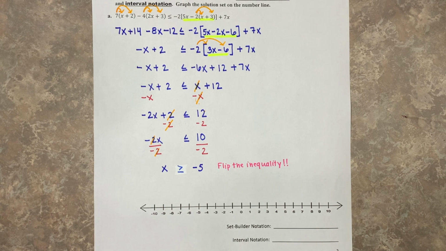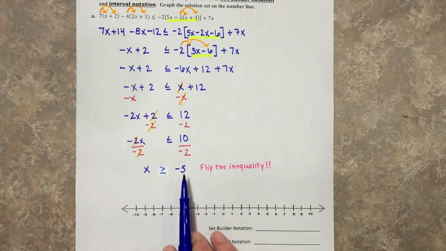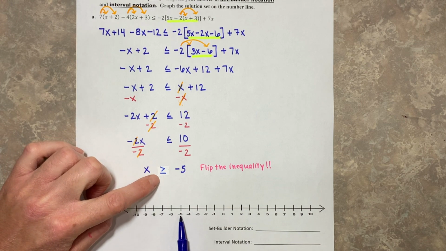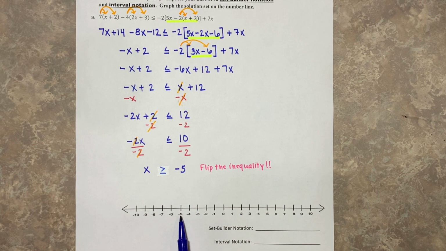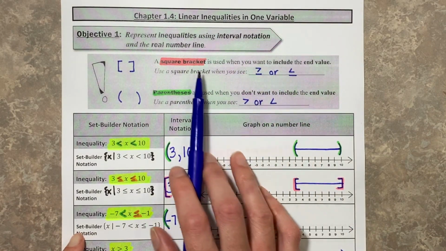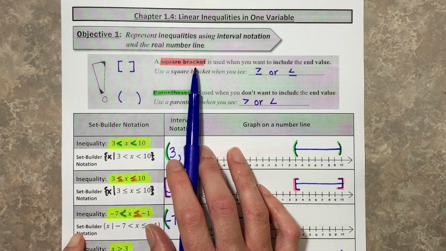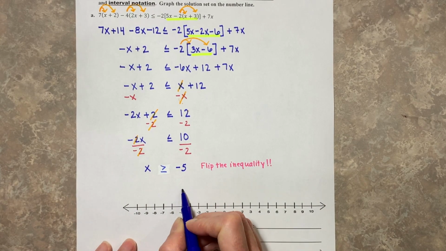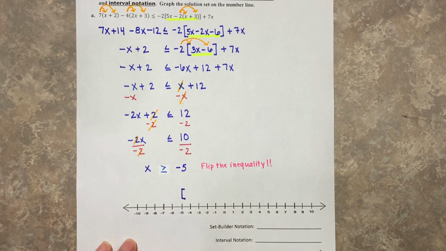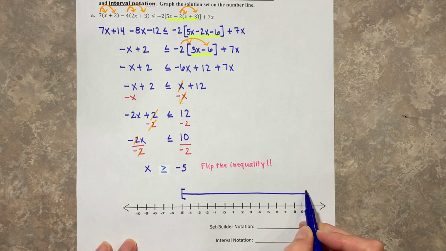If we graph this on the number line, let's start by finding our endpoint, negative 5. Now let's see here, this says x can be greater than or equal to negative 5. And as we said on the previous page, if we see one of these two symbols here, we want to use a square bracket. So at negative 5, we'll draw a square bracket, and since x is greater than or equal to negative 5, we want to show numbers greater than or equal, so we draw our arrow going to the right.